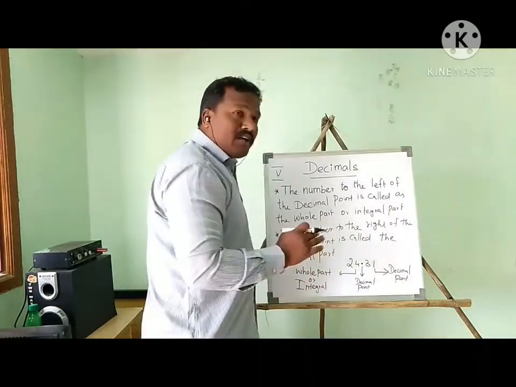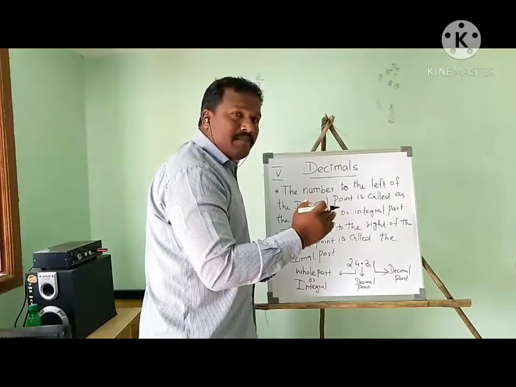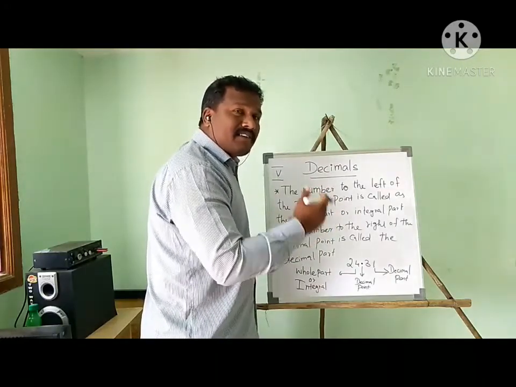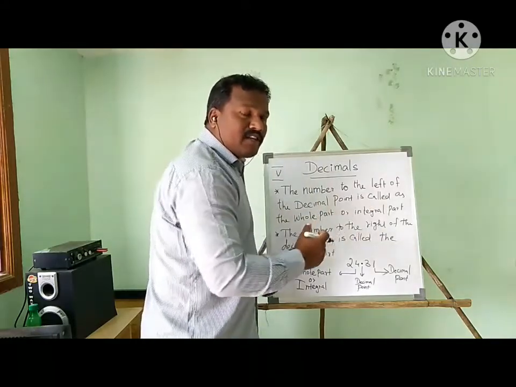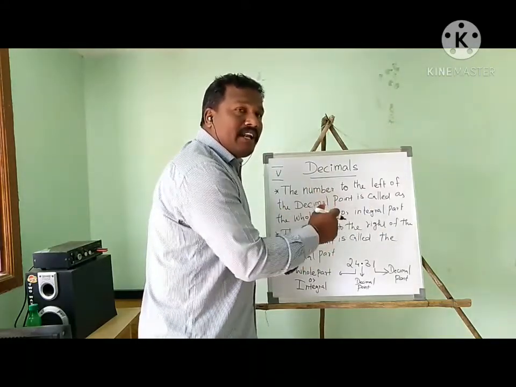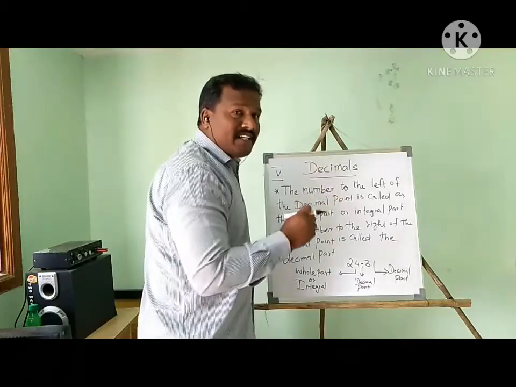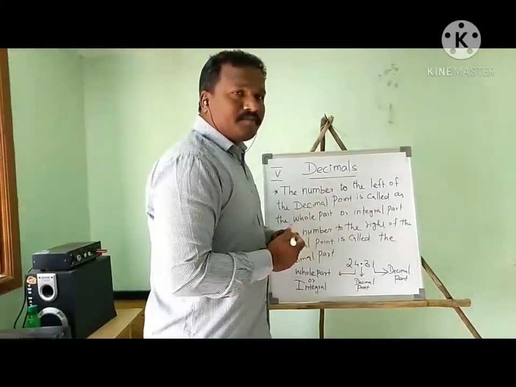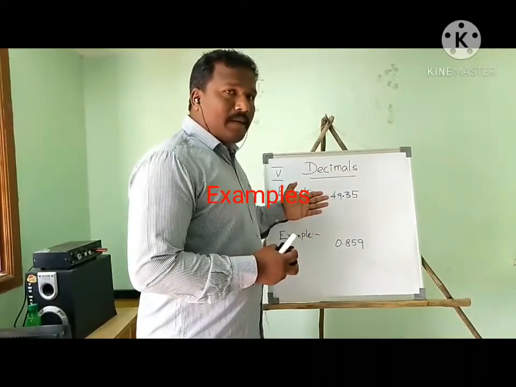So decimal means what? Decimal means we have two parts. The left side of the part is called the integral part or whole part. The right side of the part we call the decimal part. The dot in the middle we call the decimal point. Okay, so these terms we are going to discuss in the whole chapter. Okay, look at the example.